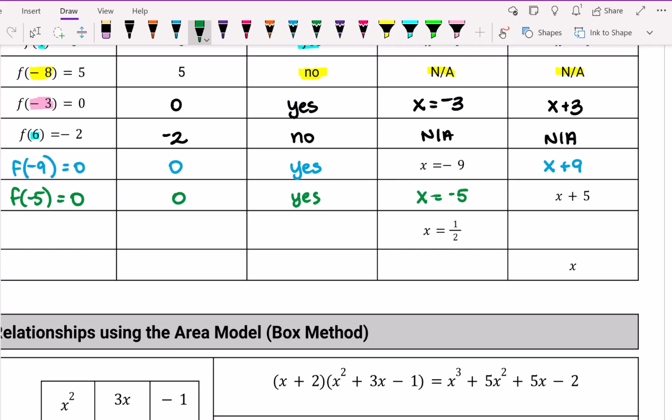Okay, so the last two lines, we have a solution of 1/2, which means if you plug in 1/2, our remainder should be 0. And if we have 1/2 as a solution, then our factor would be x minus 1/2. The last one's a little bit tricky because it's just x.